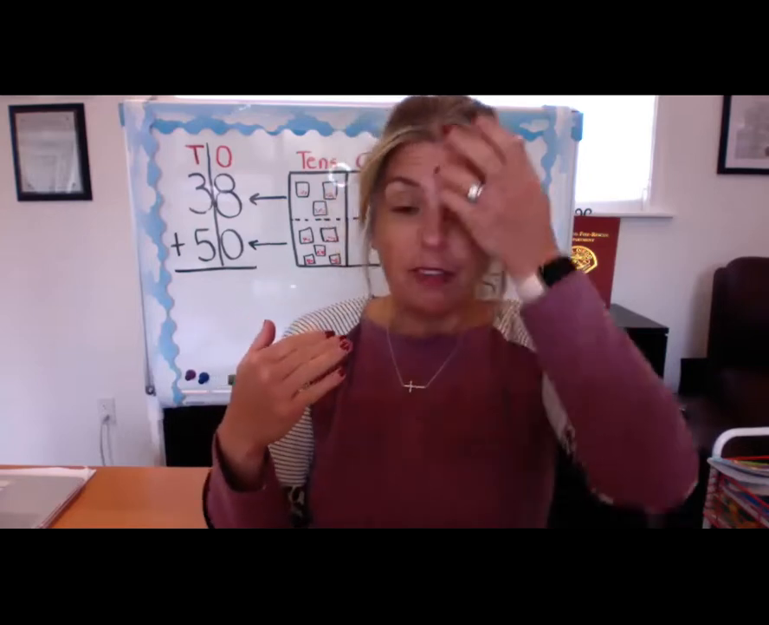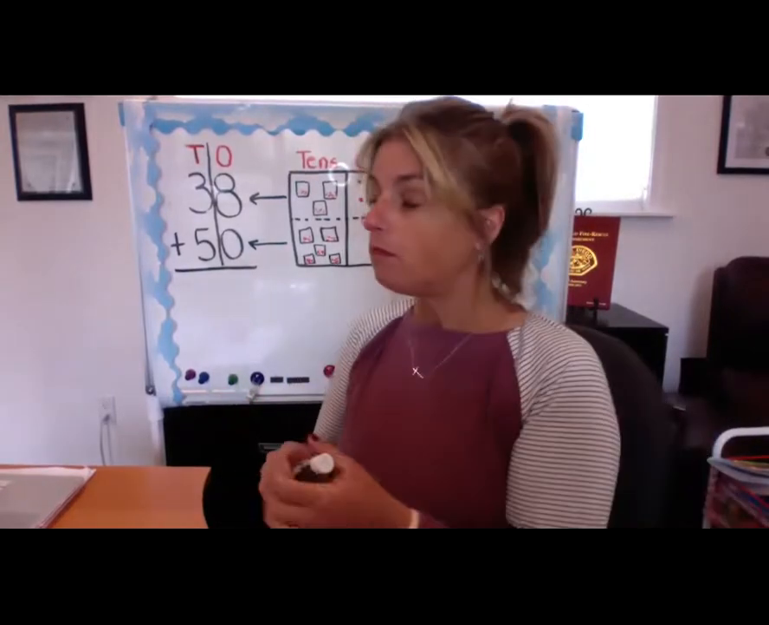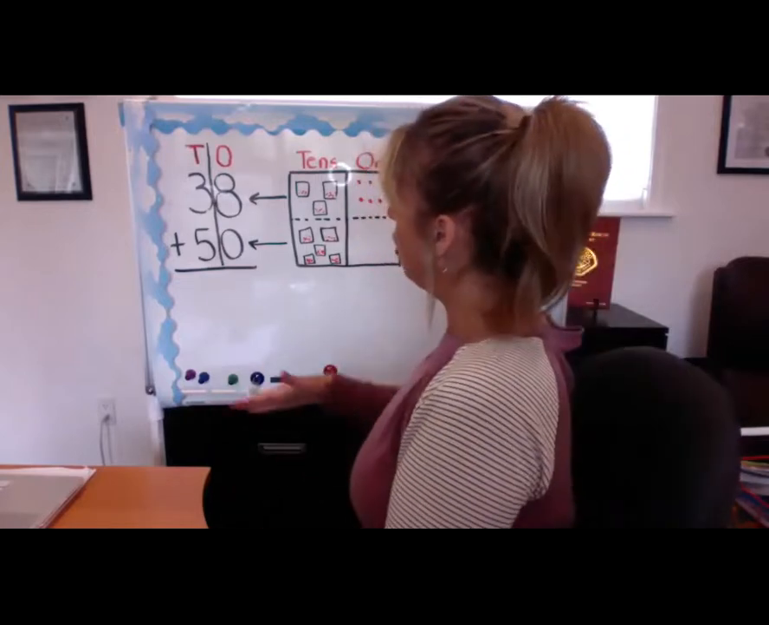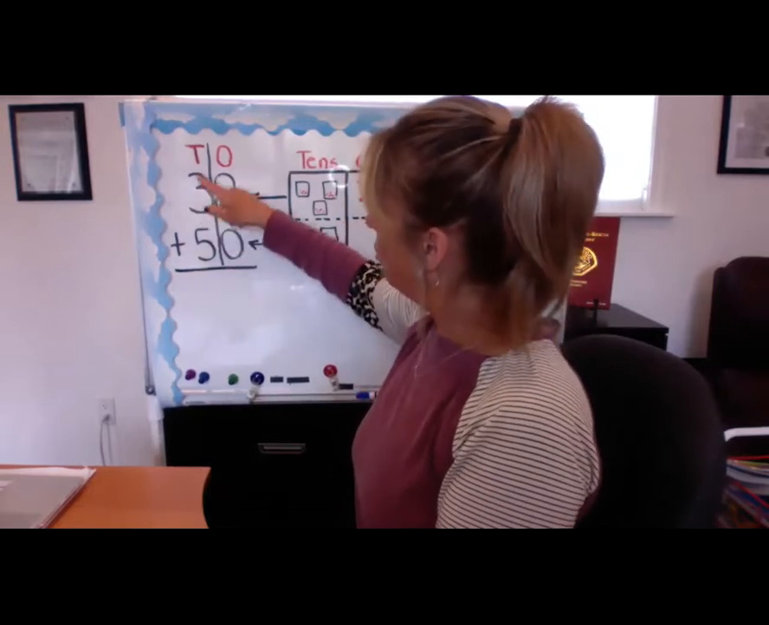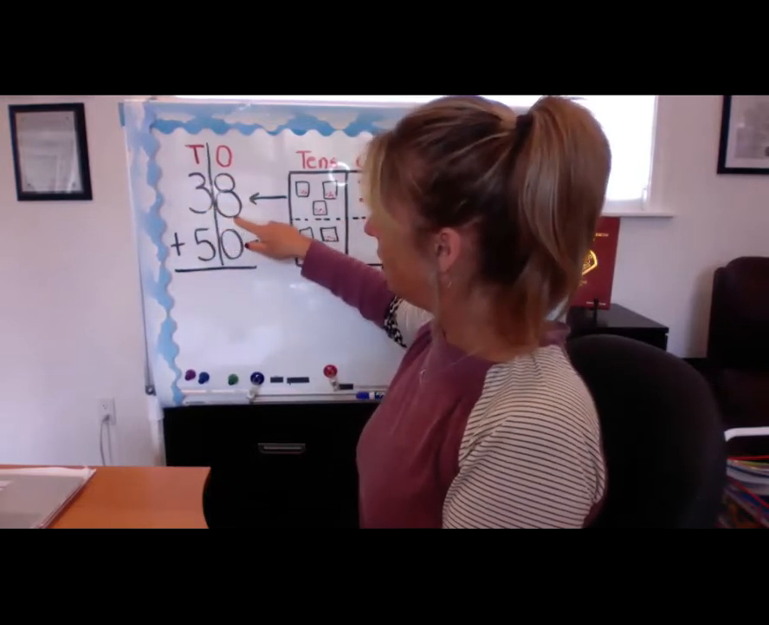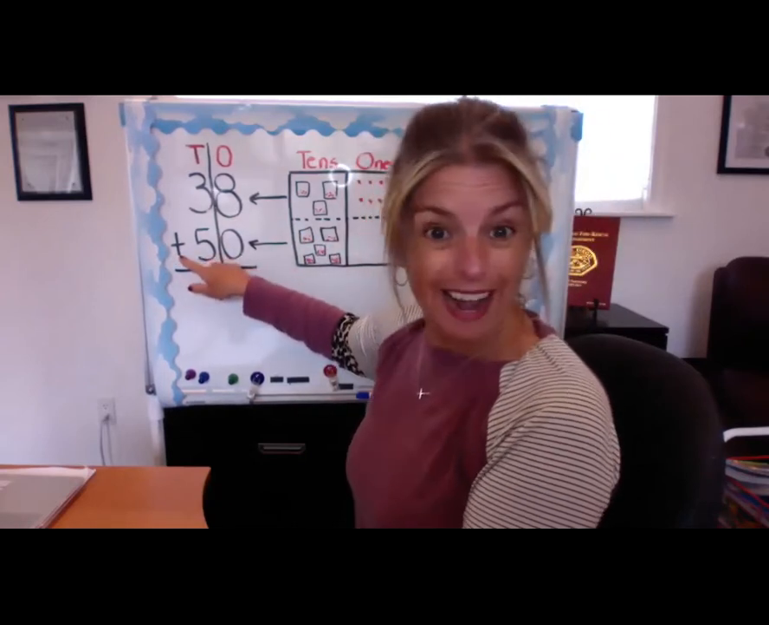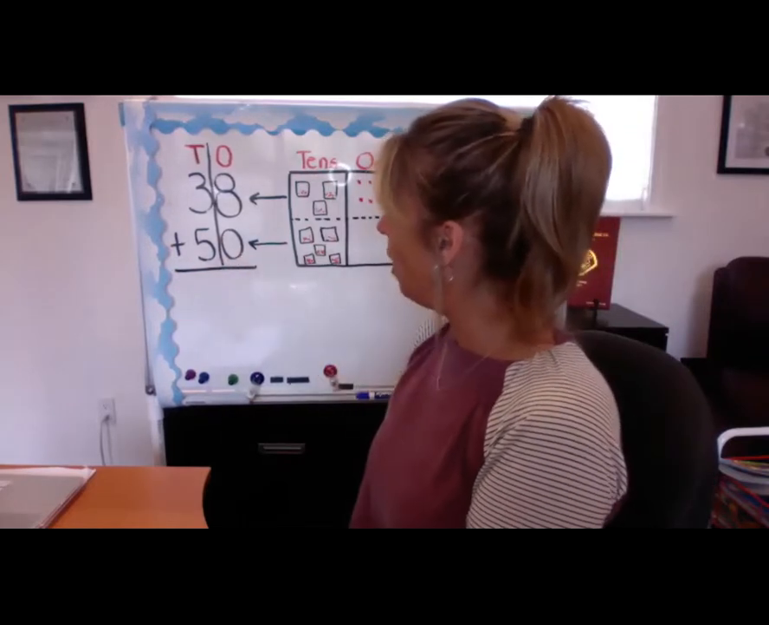So take a look here behind me. I'm going to go ahead and demonstrate on the board. And we have been doing this, but I want to review with you before we get to our worksheet. So we have the number 38 here. There's 3 tens and 8 ones. Then we have plus, so we're adding 50. 50 is 5 tens, 10, 20, 30, 40, 50. That's 5 tens and 0 ones.